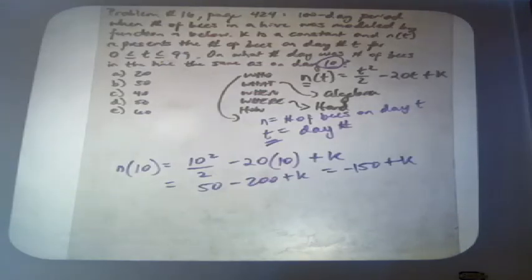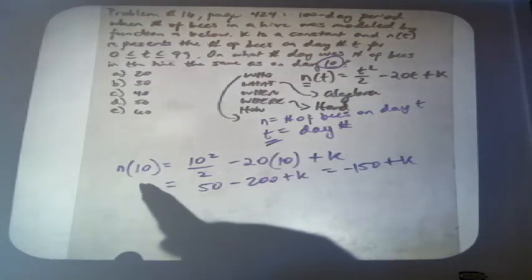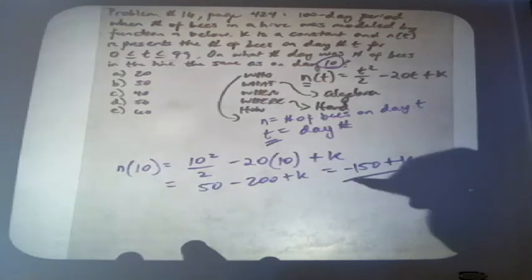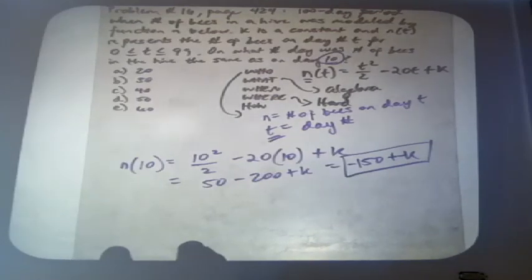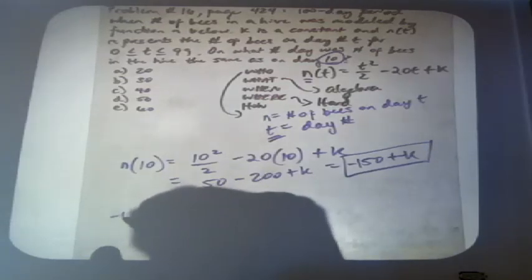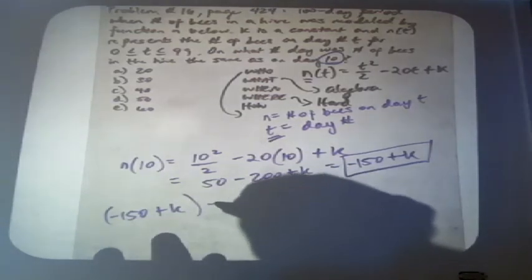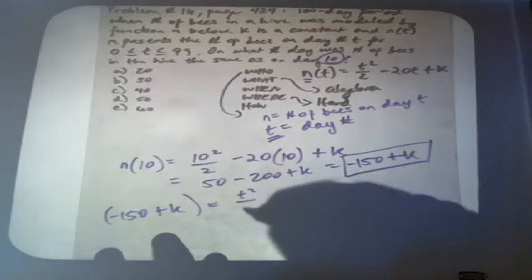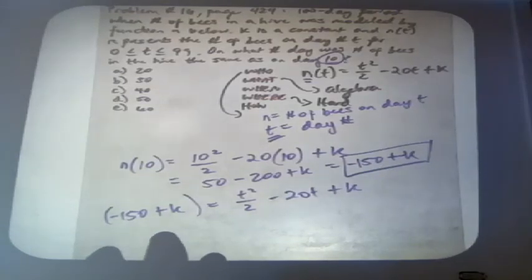So here's the interesting part. Remember, we're solving for t. We're solving for the day number when the number of bees is the same as it was on day number 10. Well, the number of bees on day number 10 is that, right? So what we're going to do is solve for t and set this part equal to n. So we're going to do negative 150 plus k. This represents the number of bees on day number 10, and we're going to set that equal to t squared over 2 minus 20t plus k.